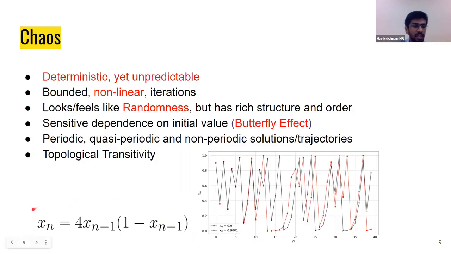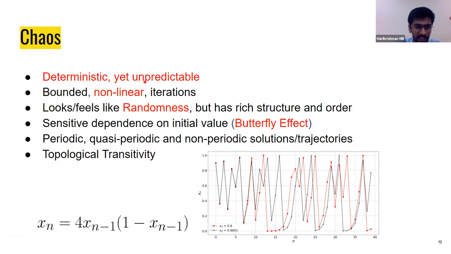Why is it a deterministic dynamical system? Because there is no element of stochasticity in this. Everything is determined. If you know x0, then I can always find x1. If I know x1, I can always find x2. If I know x2, I can always find x3. Together, this sequence x0, x1, x2, x3, x4 is called the orbit, or the trajectory, of this system.